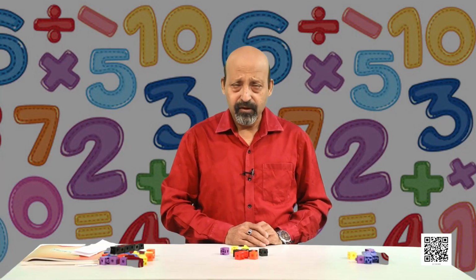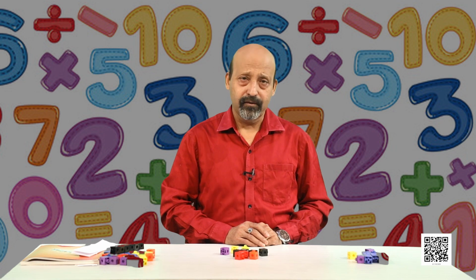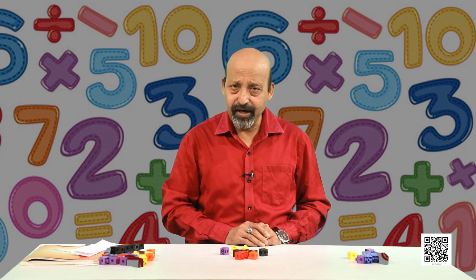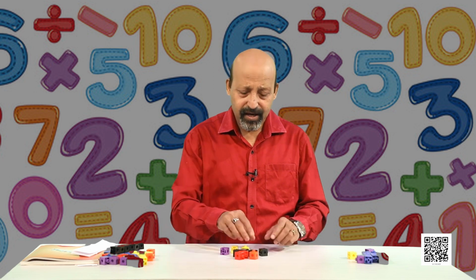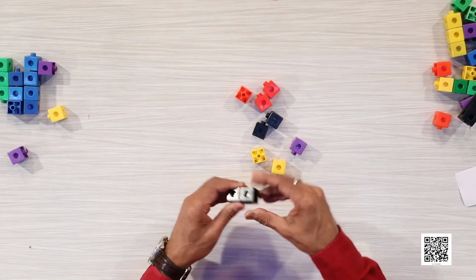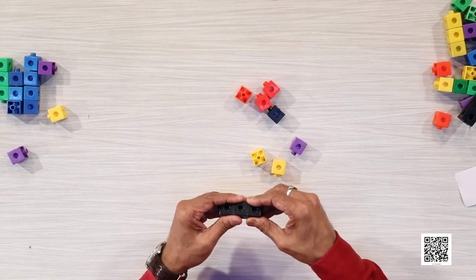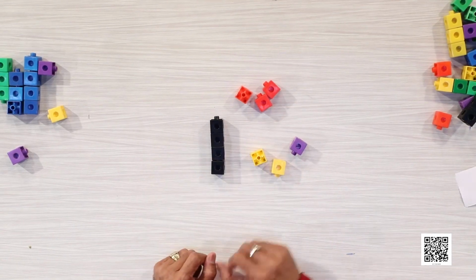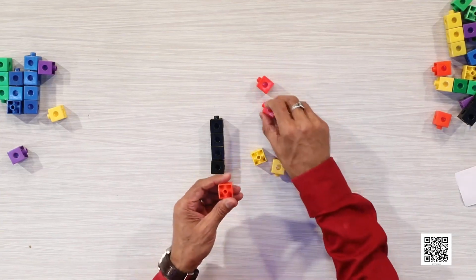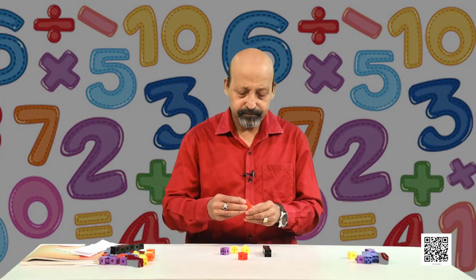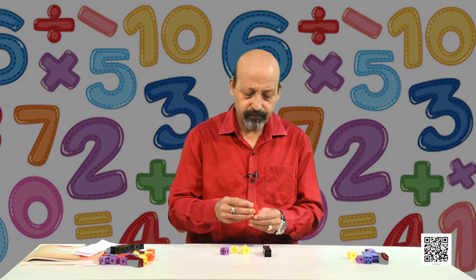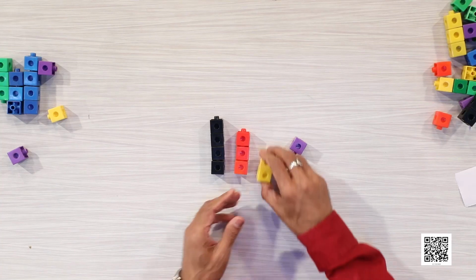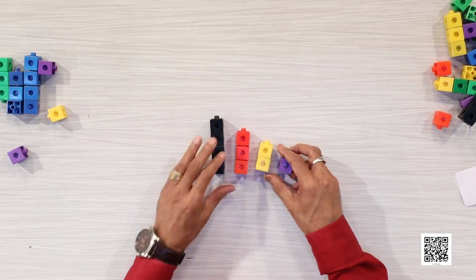We can count them, but if the number is large, then how can we find? Without counting, can you find? Yes. What we will do, we will join them and we will make a tower. Okay. So, we have a tower for black, then we make another tower for red, then one tower for yellow and one for blue.